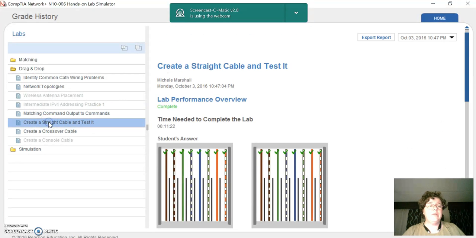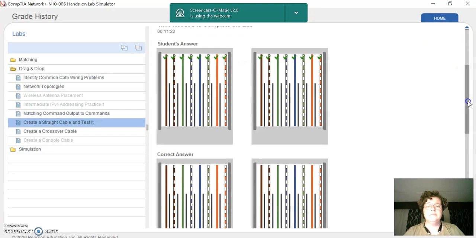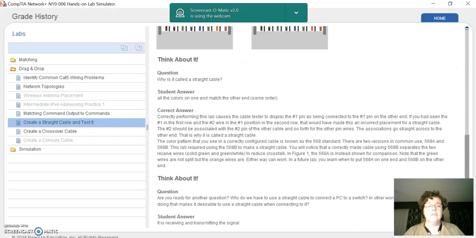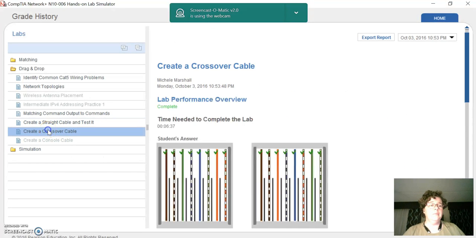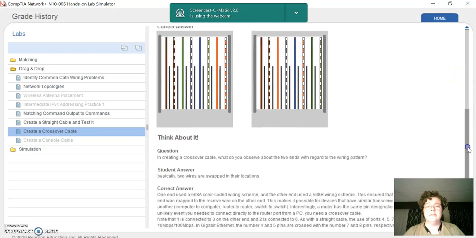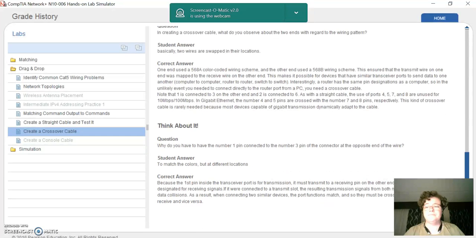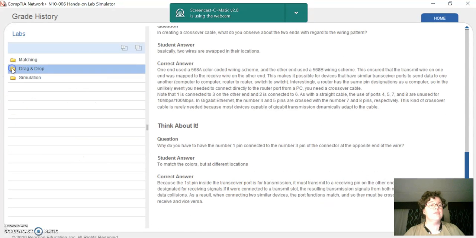All right, creating a straight cable and testing it. That went well. There's my answers to the think about it questions. Creating a crossover cable. I also got this. There's that. All right, so that's all of the drag and drop simulations.